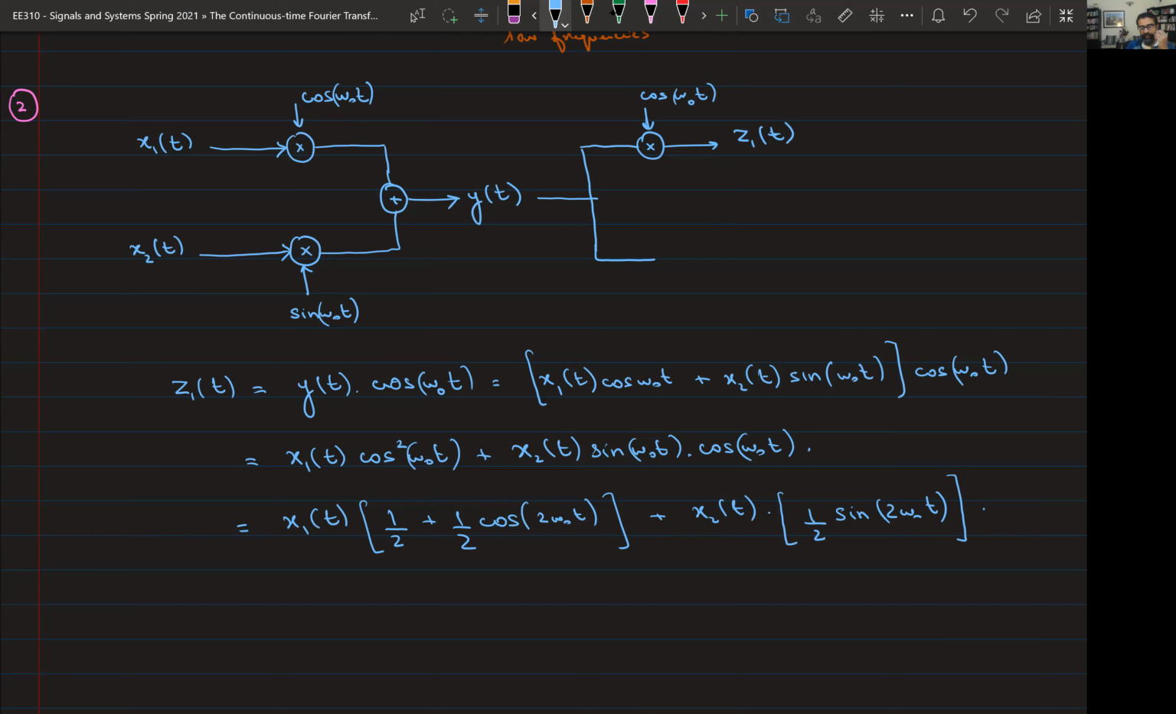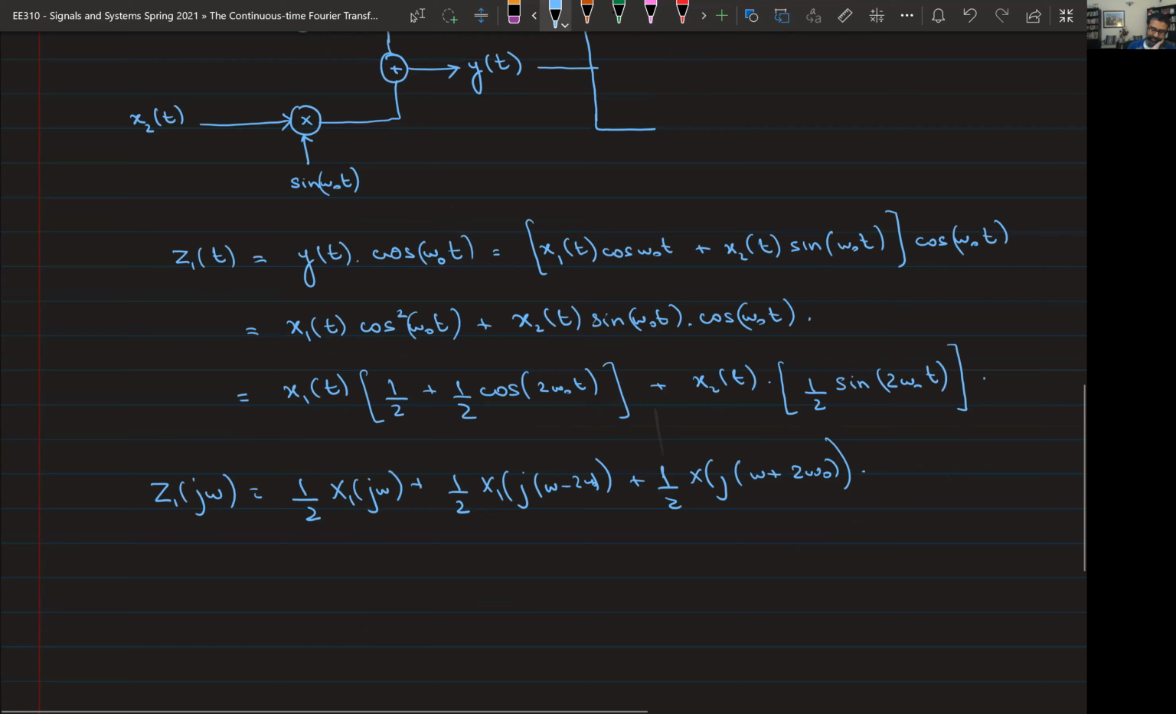Right? So I've used the trigonometric identity, which is sine theta times cosine theta is half sine 2 theta. And then I analyze what's going on in the frequency domain. So Z1 of j omega is actually equal to half X1 of j omega plus half X1 of j omega minus omega naught plus half X1, actually this is 2, X1 of j omega plus 2 omega naught.